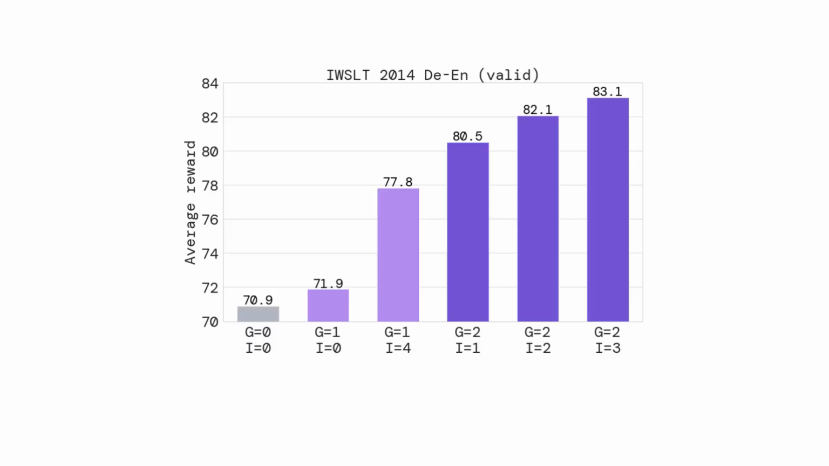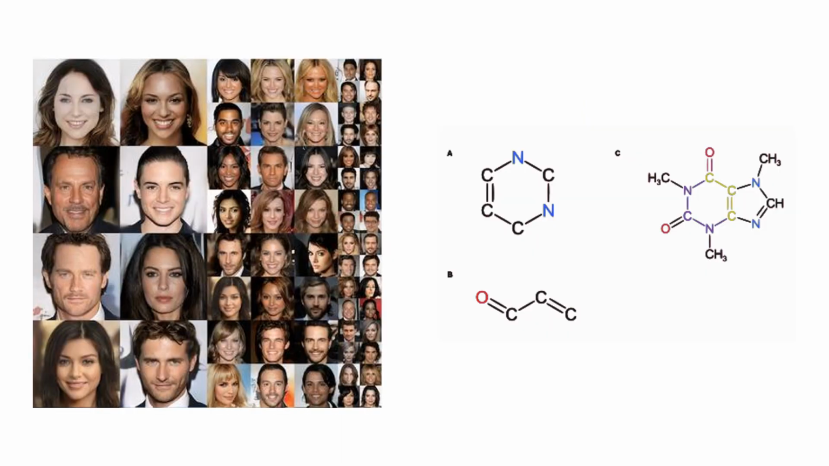More interestingly, we also see that it's possible to increase the reward score significantly just by increasing the number of grow and improve steps. Overall, while ReST is proven to be useful in language modeling, I do think that this approach could also be useful for other machine learning generation tasks, such as image generation and molecular generation as well.